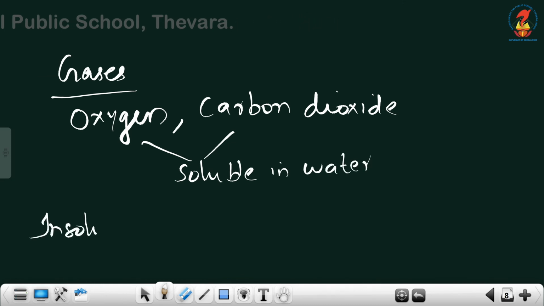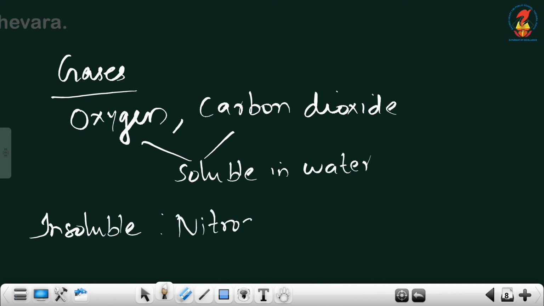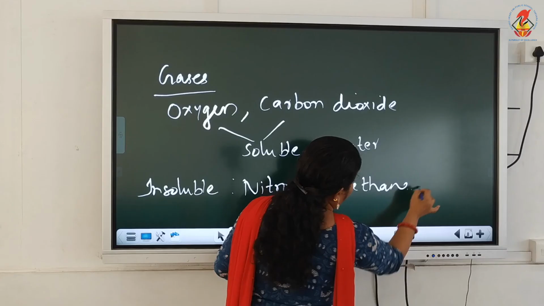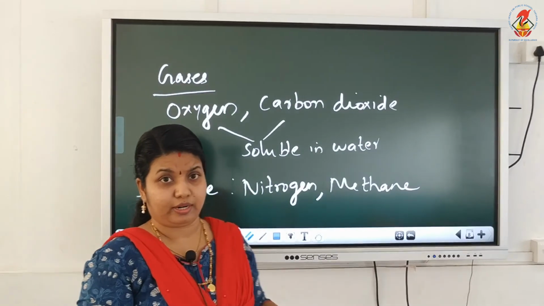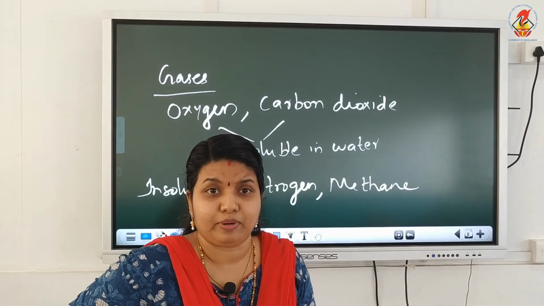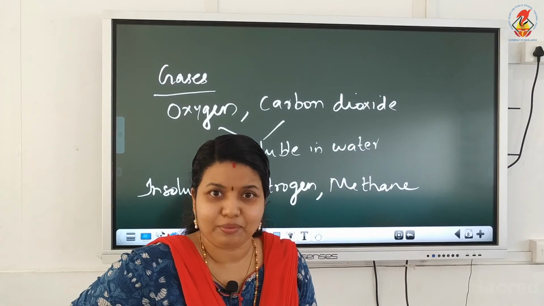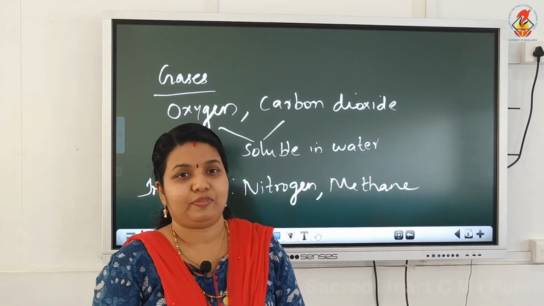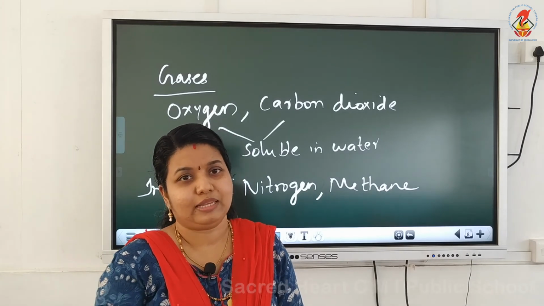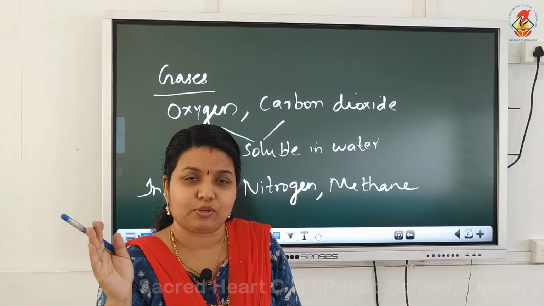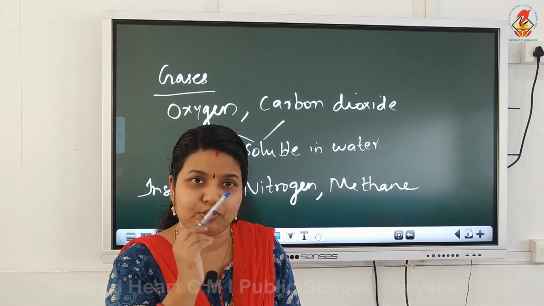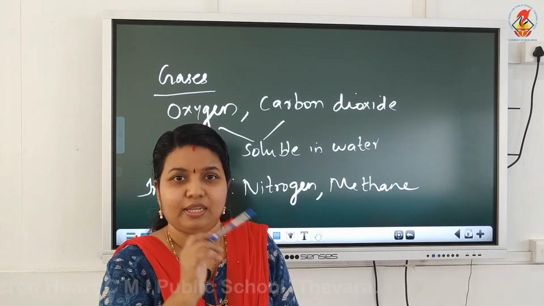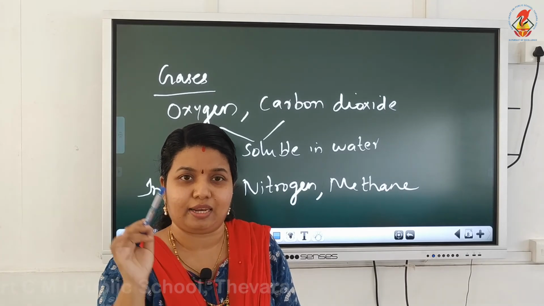Now let's see gases which are insoluble in water. One is nitrogen, the other one is methane. Okay, methane you have learned in smaller classes. So nitrogen and methane are insoluble in water. Is it clear to you? So solids, liquids and gases can be classified on the basis of their solubility in water. Some solids are soluble in water, some solids are insoluble in water. Examples of soluble solids: salt and sugar. Insoluble solids: sawdust, sand and chalk powder.